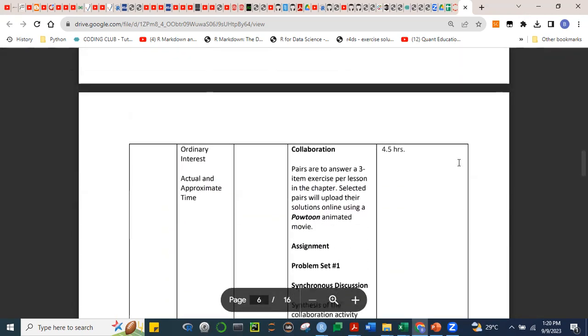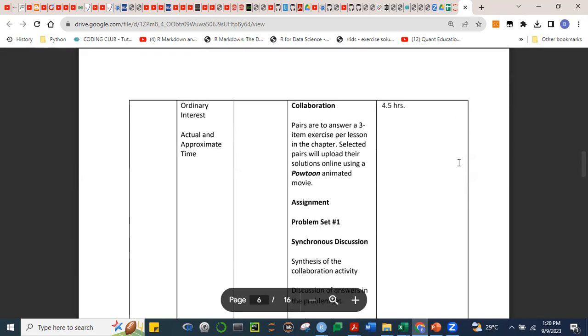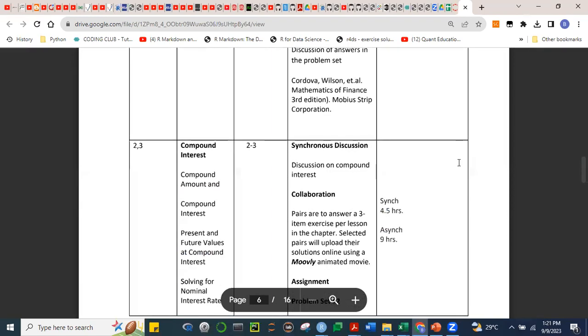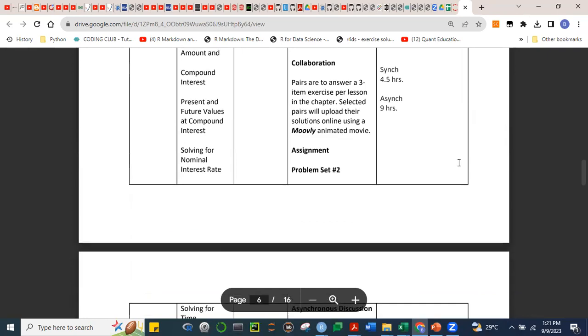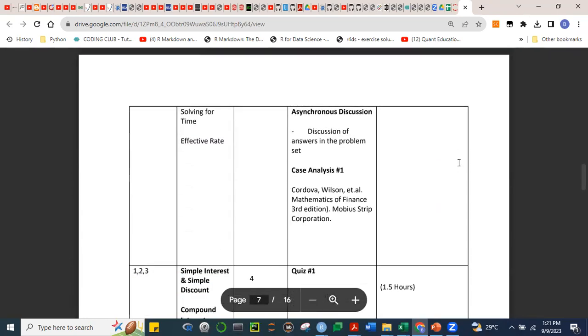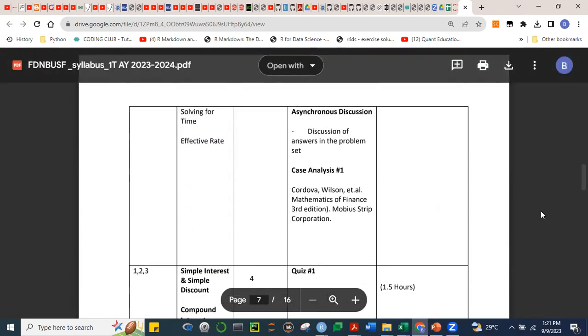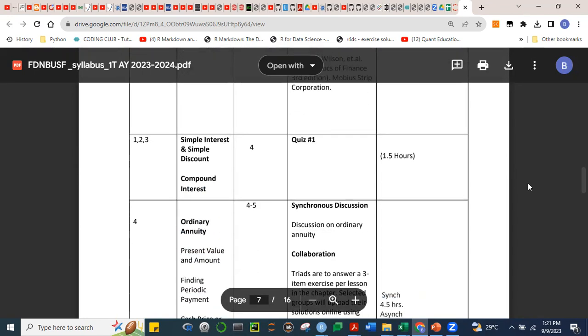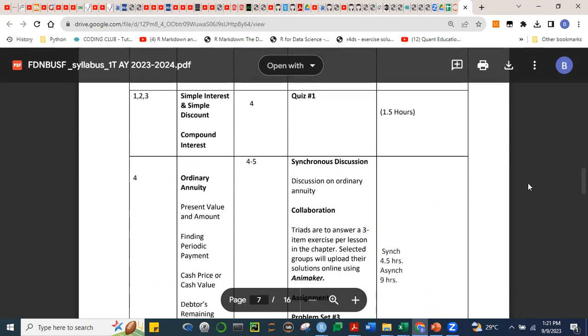So what are the topics under this one? We're going to discuss ordinary interest, then the difference between the actual time and approximate time. Then in the second week, we're going to discuss compound interest. It's different from simple interest, so it's very important for us to understand the difference between simple interest and compound interest. After that, we're going to look at effective interest rates, and then compare simple interest and simple discount.